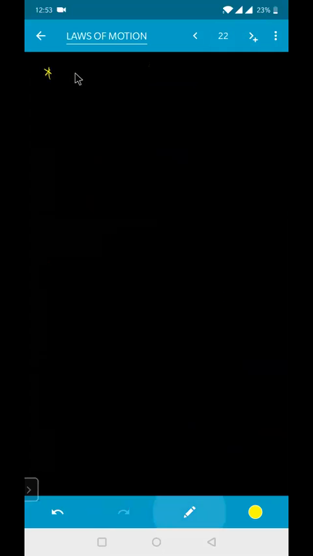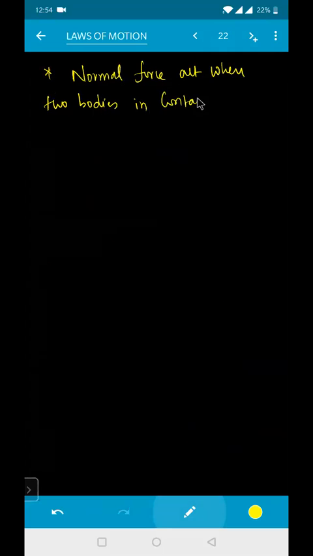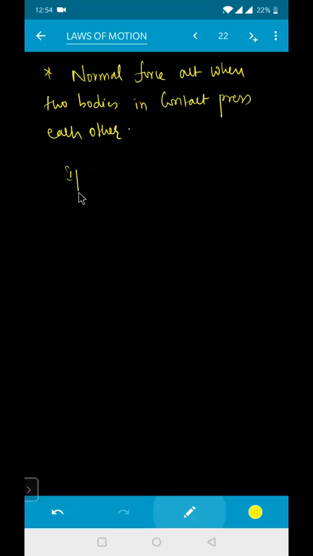So I'll keep one more point right now. We always know that normal force acts when two bodies in contact press each other. So the normal force will act only when there are two bodies which are pressing each other. Now, if the normal reaction is greater than 0, that means the two bodies are in contact.